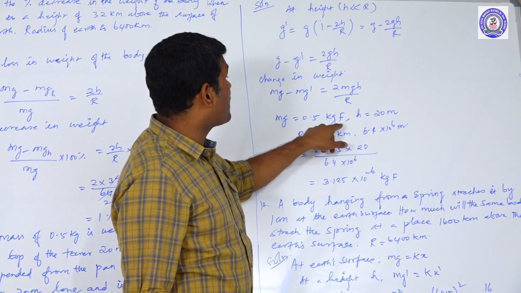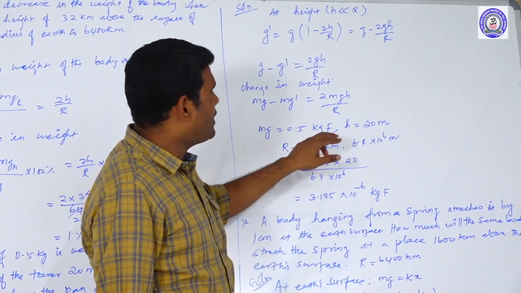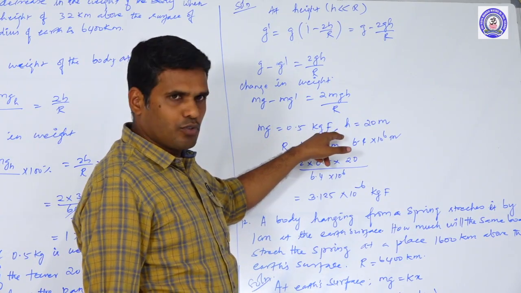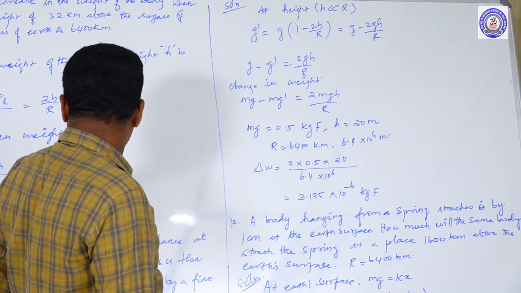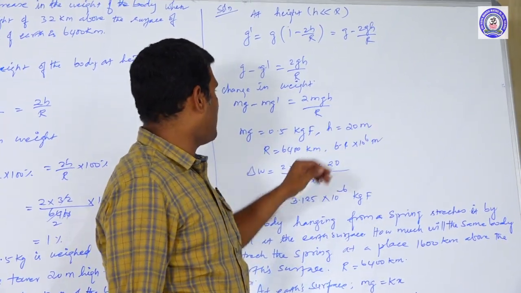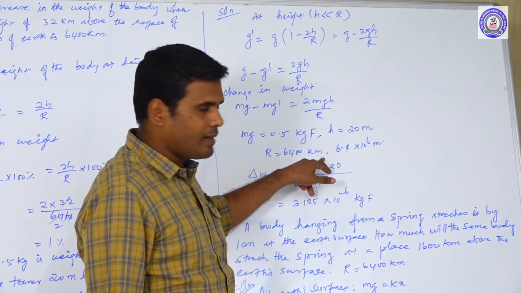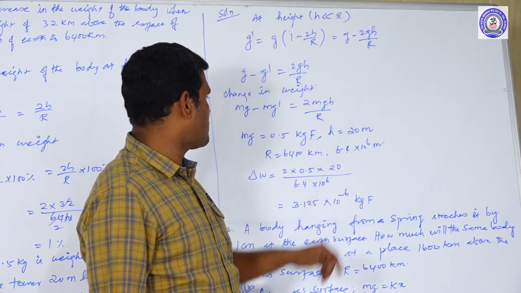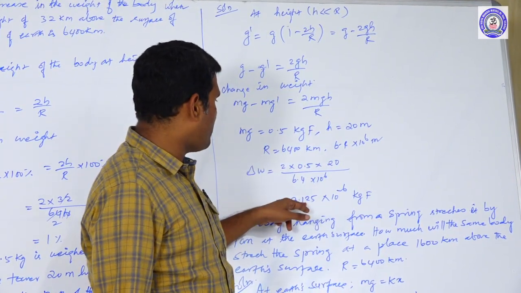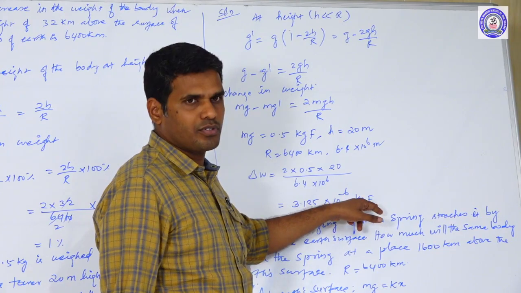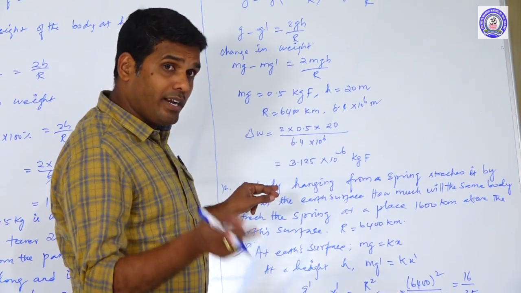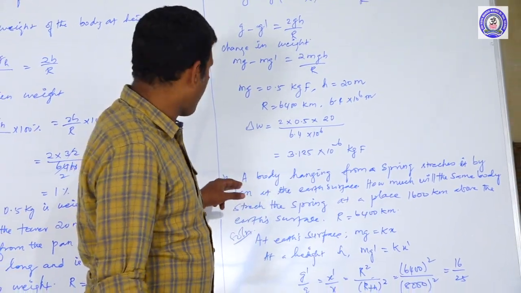mg is 0.5 kilogram force. Actually, it is equivalent to Newton. mg equals 0.5 kilogram force. They are given 0.5 kilogram, and you are taking it in terms of 0.5 kilogram force. h is 20 meter. r is 6,400 kilometer, in terms of meter, 6.4 times 10 power 6 meter. The change in weight can be calculated by substituting this data. You will have 3.125 times 10 power minus 6 kilogram force. Kilogram force is another unit for Newton. Right? Kilogram weight also is another unit for Newton.